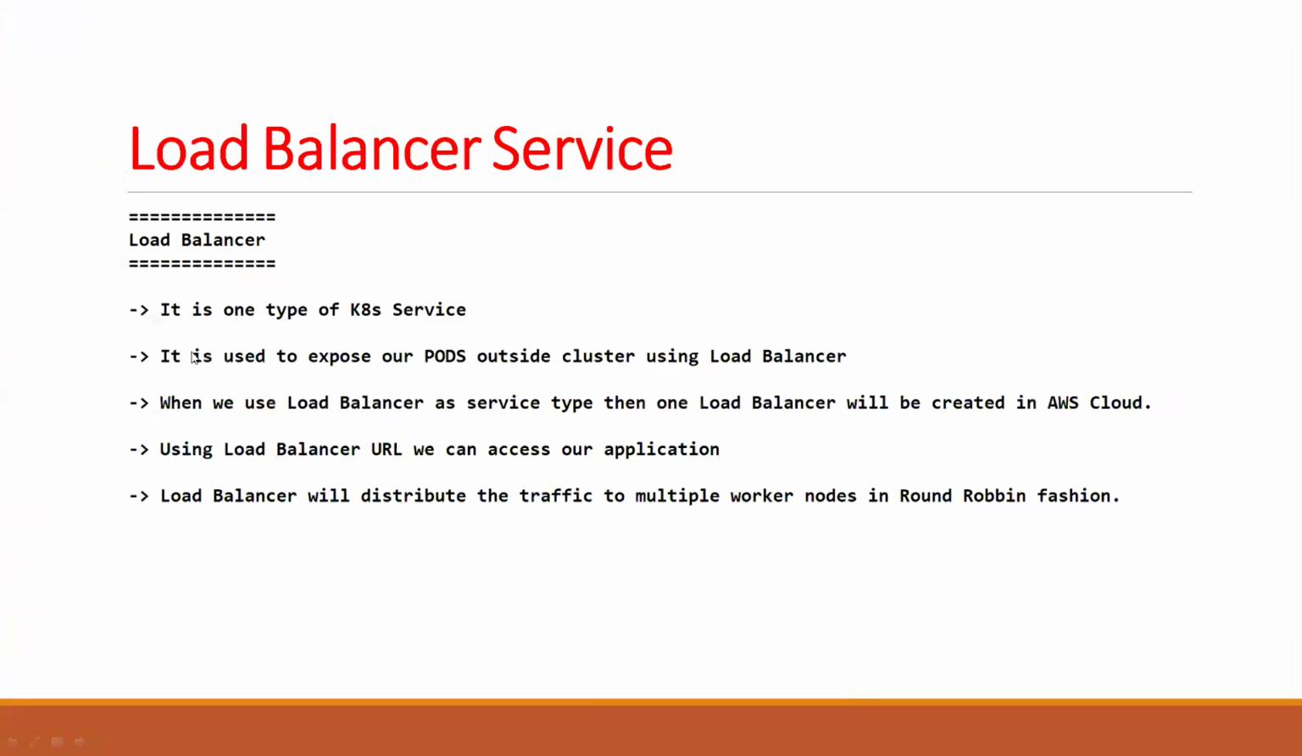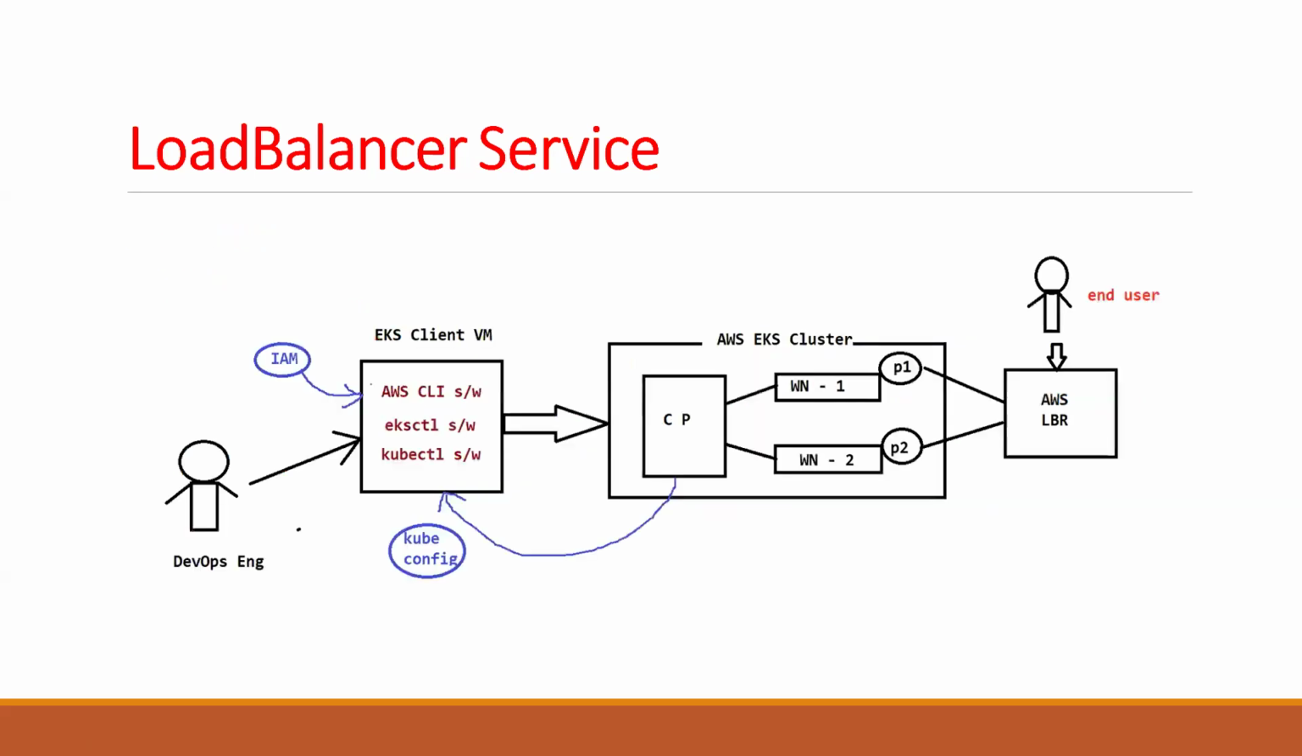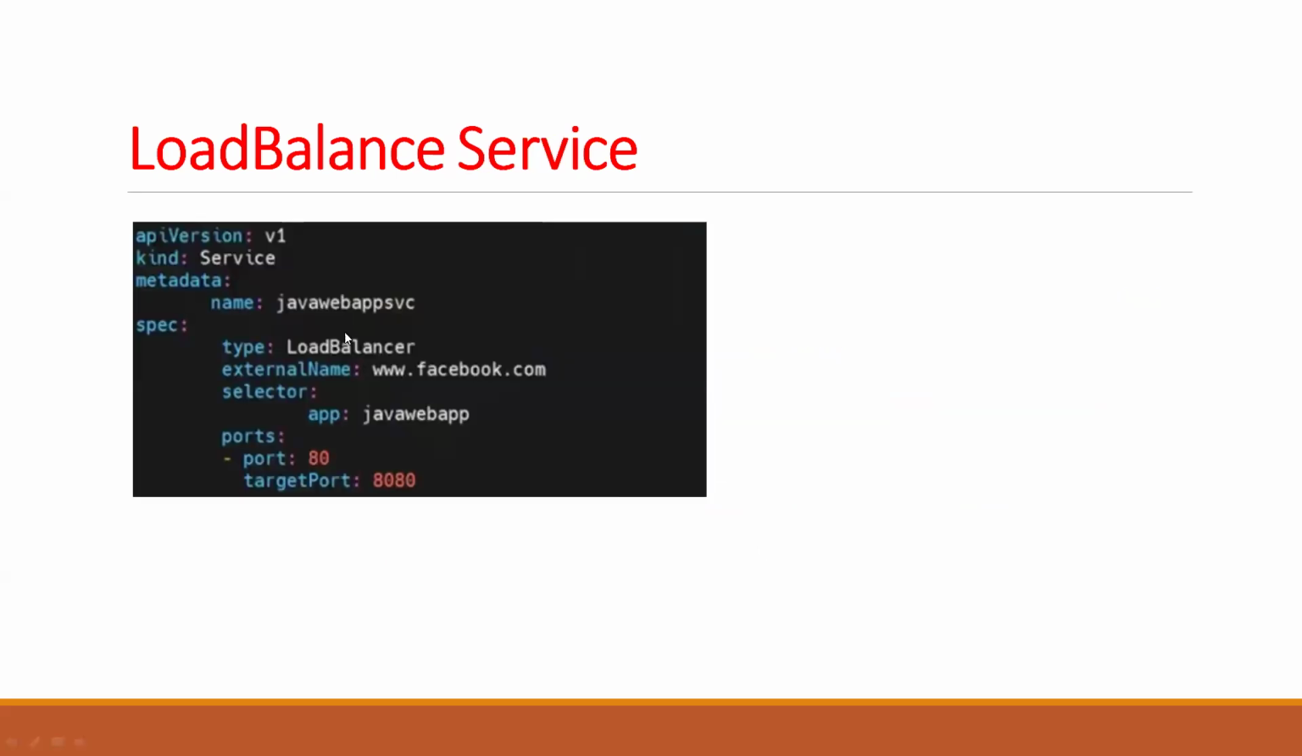So load balancer is one type of Kubernetes service. It is used to expose our pods outside the cluster. When we use load balancer as the service type, one load balancer will be created in the AWS cloud. Using that load balancer URL, we can access our application. The load balancer will distribute the traffic to multiple worker nodes in round robin fashion. Guys, understood, right? So here we can provide the load balancer.